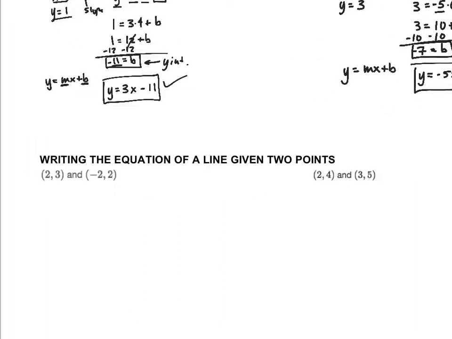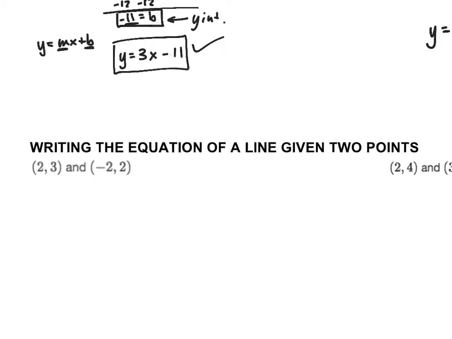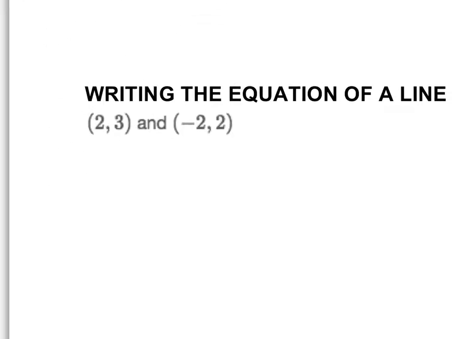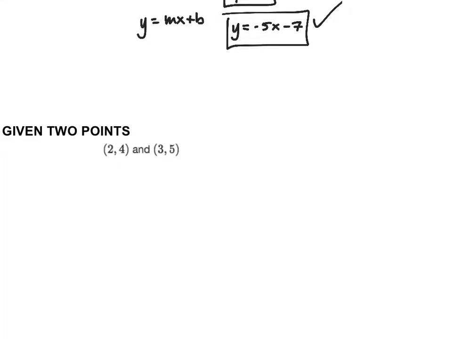But now we have to make a little jump here, and we have to do this when writing the equation of a line given just 2 points. So what I'm going to do is use my slope formula, and I'm going to write that up here just to remind us. m is equal to y sub 2 minus y sub 1 over x sub 2 minus x sub 1.